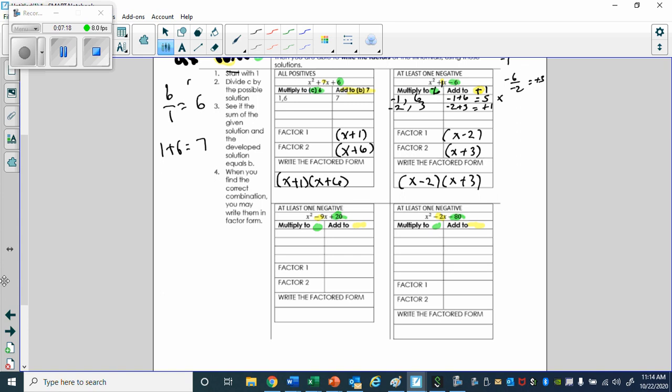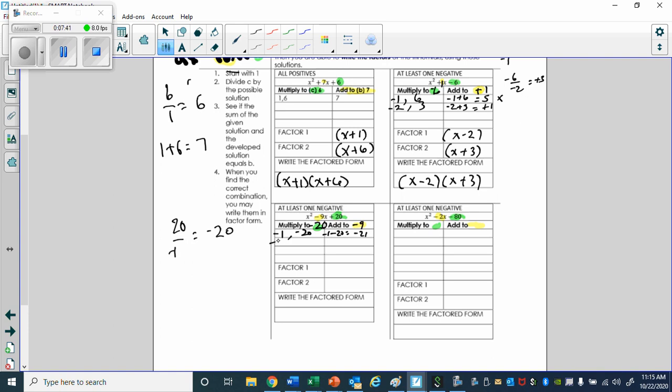Okay? Starting with at least one negative, so I start with negative 1. 20 divided by negative 1 equals negative 20. So I'm going to write that here. Negative 1 minus 20 equals negative 21. Does not equal negative 9. And so that doesn't work.